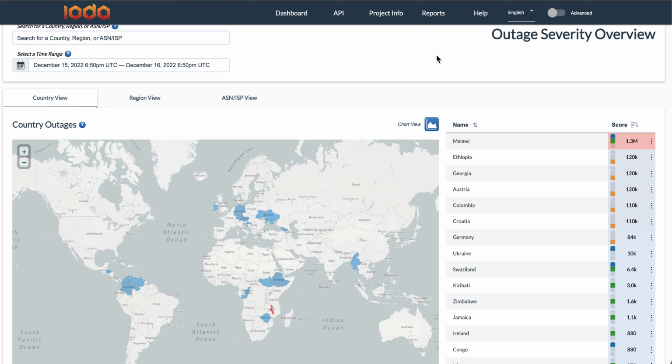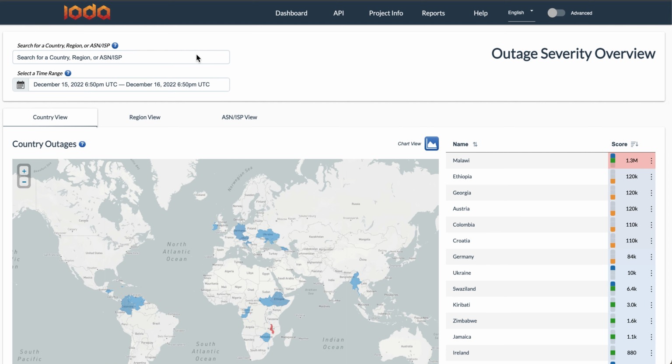So on March 9th, 2022, we began to hear reports of a DDoS attack on one of Ukraine's largest internet operators, Triolan. Triolan, in fact, posted a message on Telegram letting their customers know of the second DDoS attack since the start of the war. We have a few options for how we can begin to search for this in IODA.